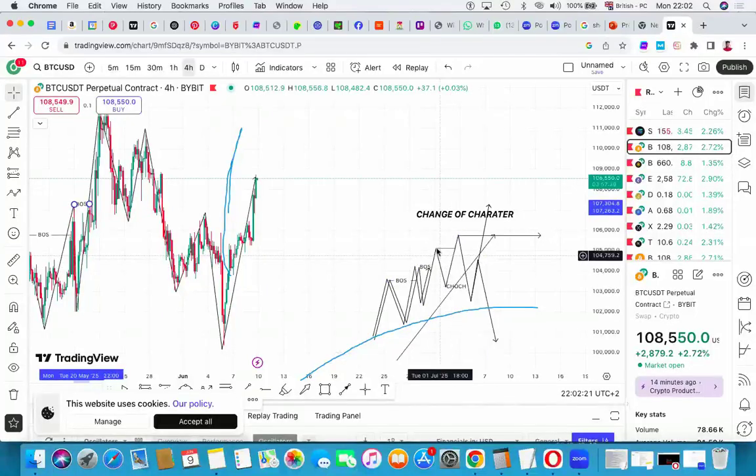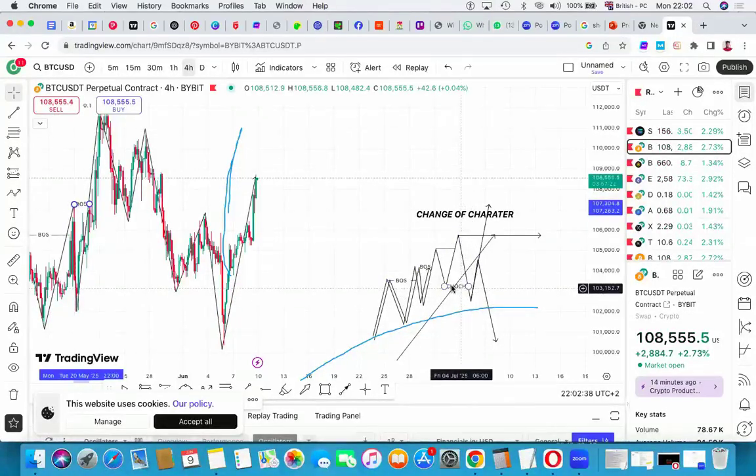So we see that the market came to this area. Instead, at this last area, the market was unable to create new highs, broke structure and broke the last recent higher lows, and then created a new lower low.